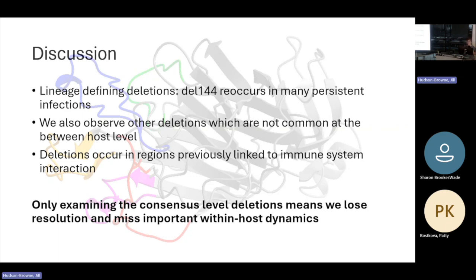And what we hope to explore using this is different levels of evolution, so the conflict between within-host evolution and what's selected for at the between-host level. So the deletions that we observe seem to occur in regions previously linked to immune interactions. And my take-home message is that only examining consensus level deletions means that we lose resolution and we miss some interesting and important within-host dynamics.